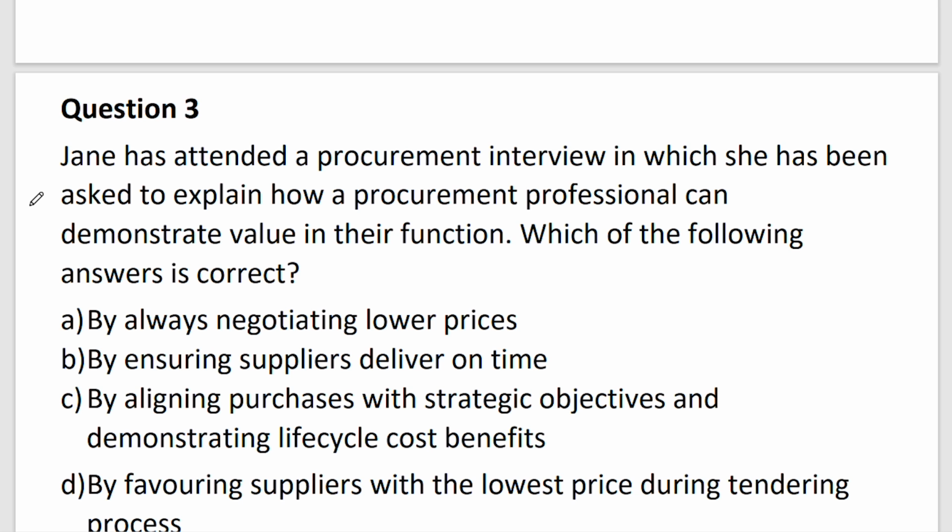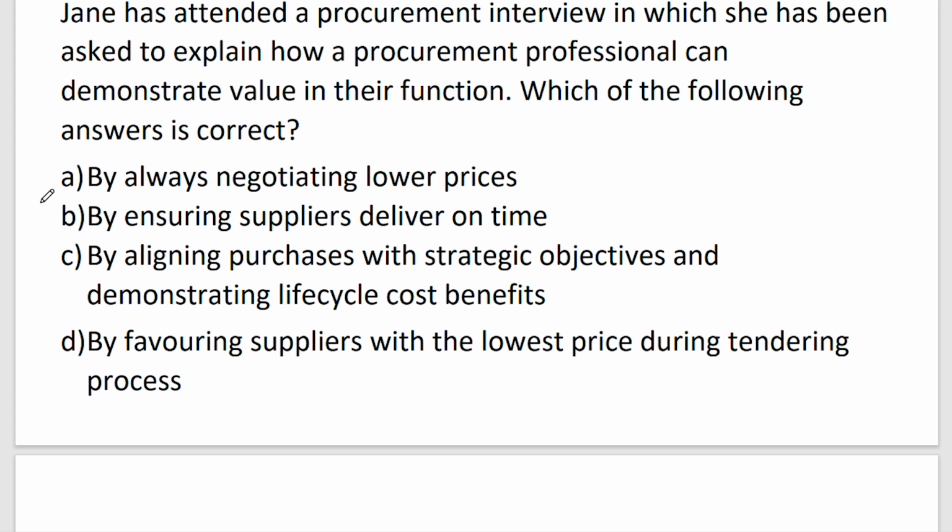Which of the following answers is correct? Well, by always negotiating lower prices? I mean, that will help the organization to get value. By ensuring suppliers deliver on time, by aligning purchases with strategic objectives, and demonstrating life cycle cost benefits. By favoring suppliers with the lowest price during tender? I mean, you might say if you're evaluating tenders, don't you just look at the supplier who has the lowest price? No, the answer is C. I mean, this is the best: by aligning purchases with strategic objectives, and demonstrating life cycle cost benefits.